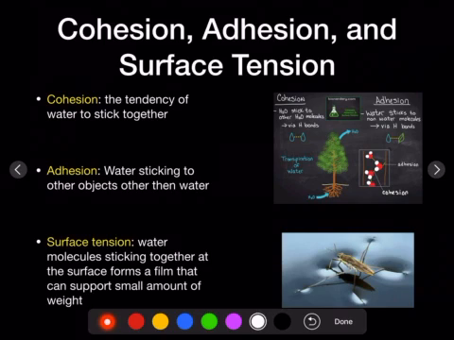Another thing hydrogen bonds do is create surface tension. So this guy right here, you see how this bug is able to almost stand on top of the water. The hydrogen bond creates this small tension, and small bugs are allowed to stand on it and not break the surface. So cohesion is water sticking to water, adhesion is water sticking to other objects, and surface tension, all formed by hydrogen bonds.